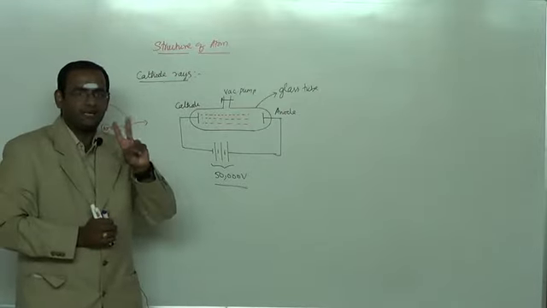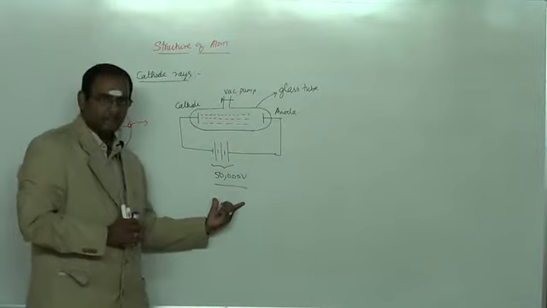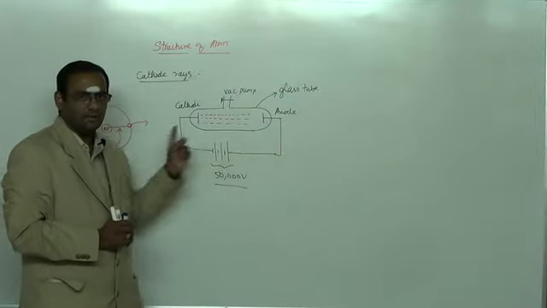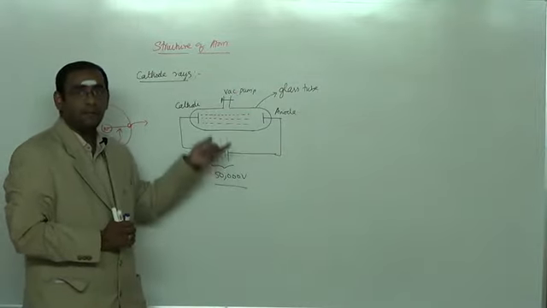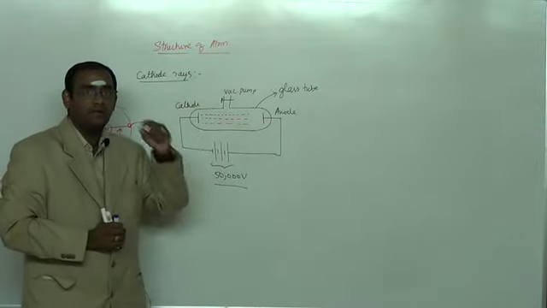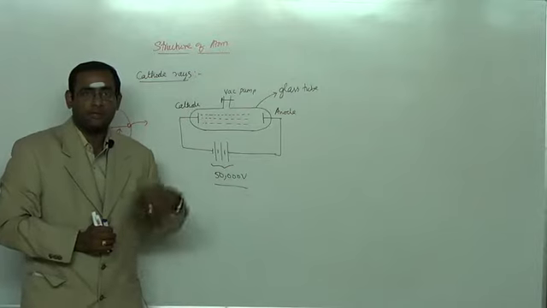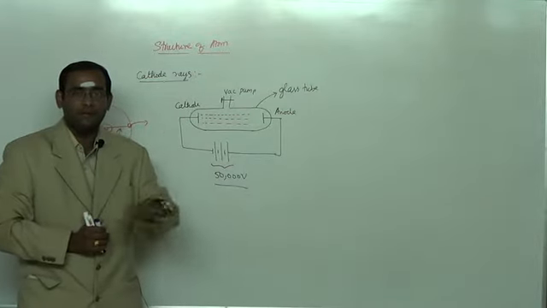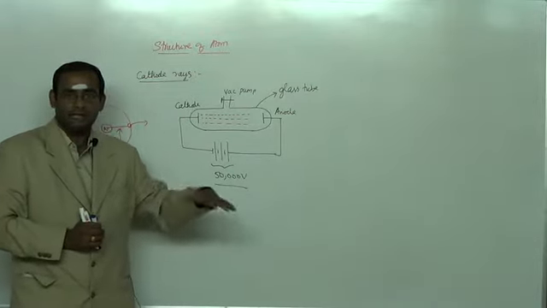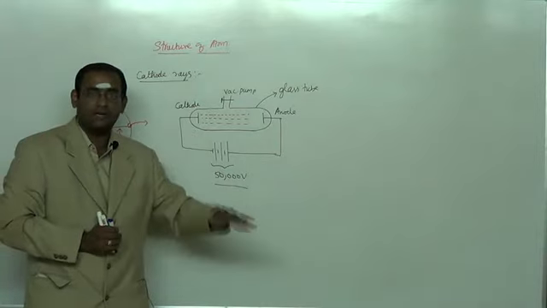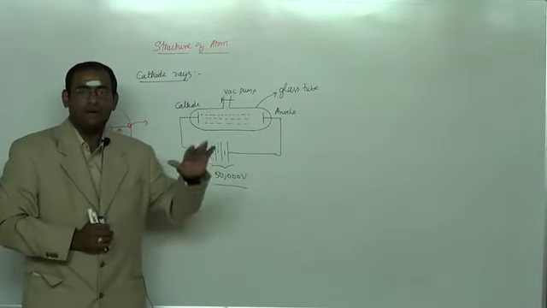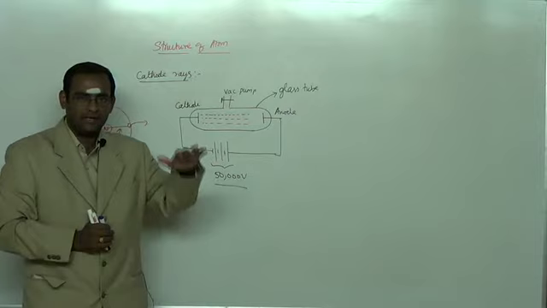Two conditions are: number one, a very high potential applied between the two electrodes, and the pressure inside the system should be very, very low, of the order of 0.1 millimeter of mercury, 0.01 millimeter of mercury. It cannot be 100 or 200 or 10 millimeter of mercury. It should be of the order of 1 millimeter of mercury or 0.1 millimeter of mercury.